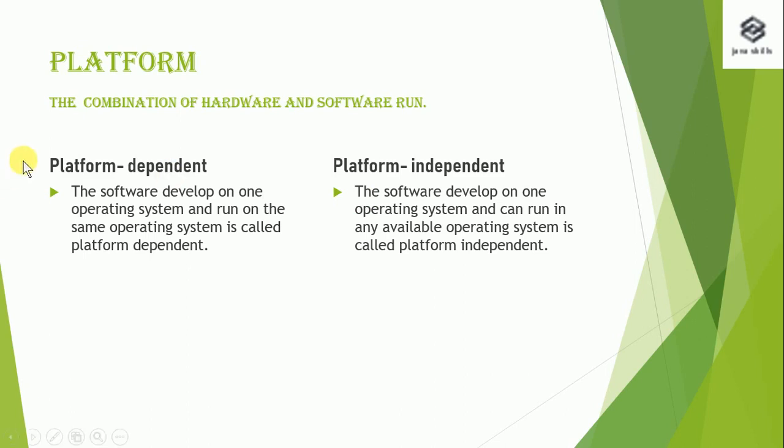So we have an advantage in Java that we can develop an application on any operating system and can run it on any operating system. But this advantage is not available in C because C is not platform independent. It has to run only on the same operating system.